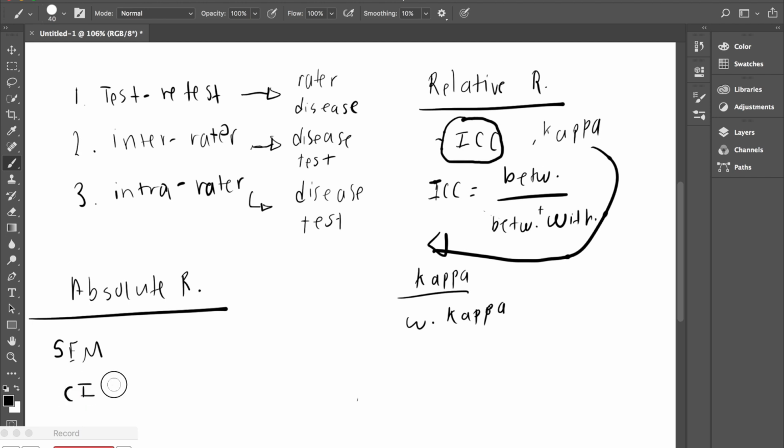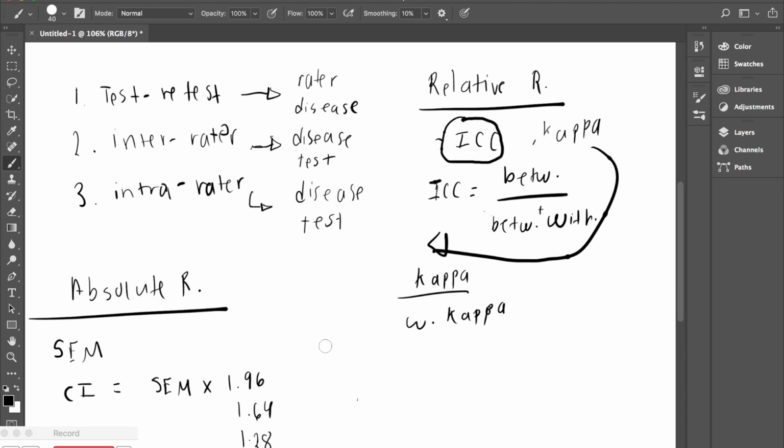And the way that I calculate my confidence interval is that I take my standard error of measurement and I multiply it with the two-sided z of the confidence level that I'm interested in. So for example, if I'm looking for a 95% confidence interval, then I will multiply my standard error of measurement by 1.96. If I'm looking for a 90% confidence interval, then I'm going to multiply by 1.64. If I'm looking for an 80% confidence interval, then I'm going to multiply by 1.28.